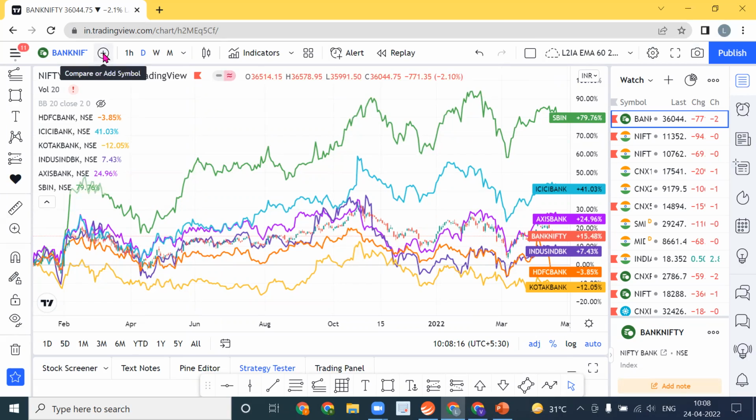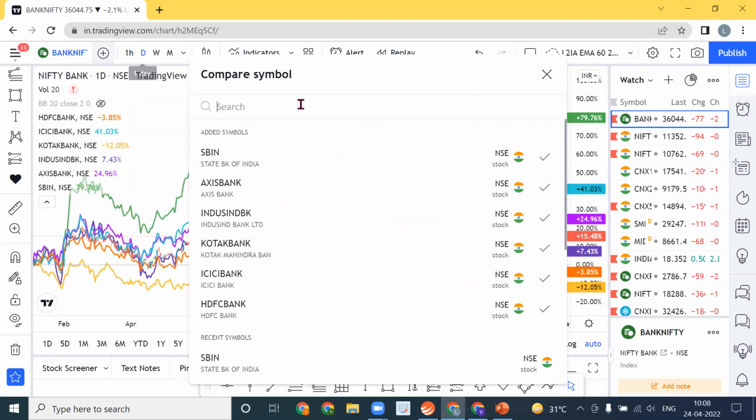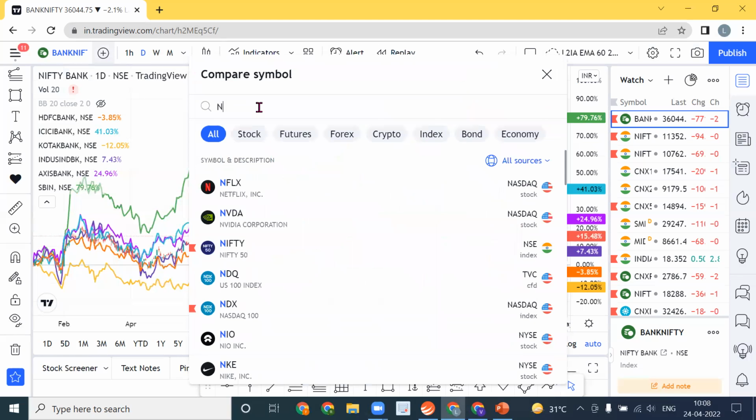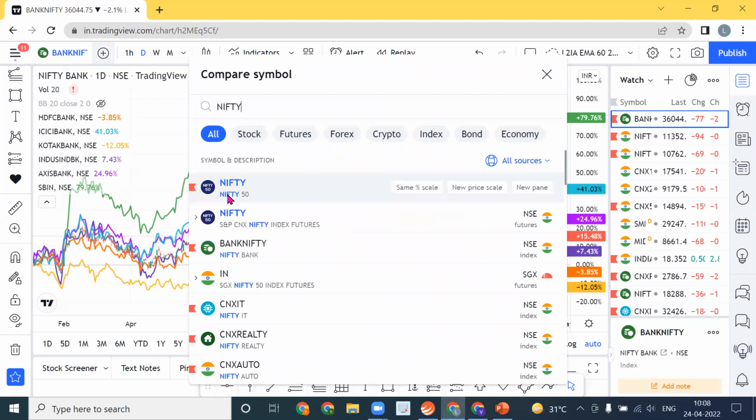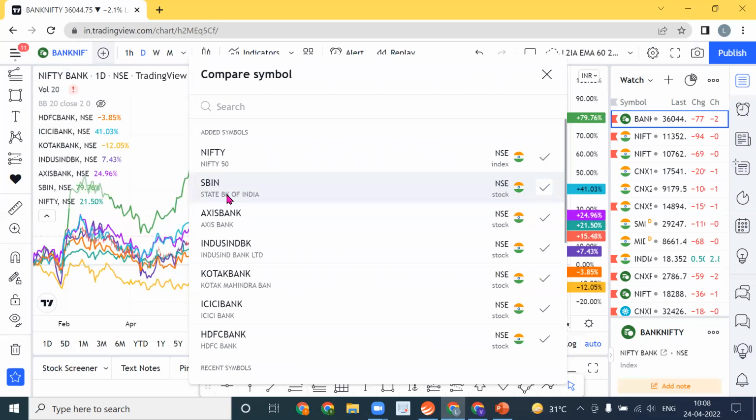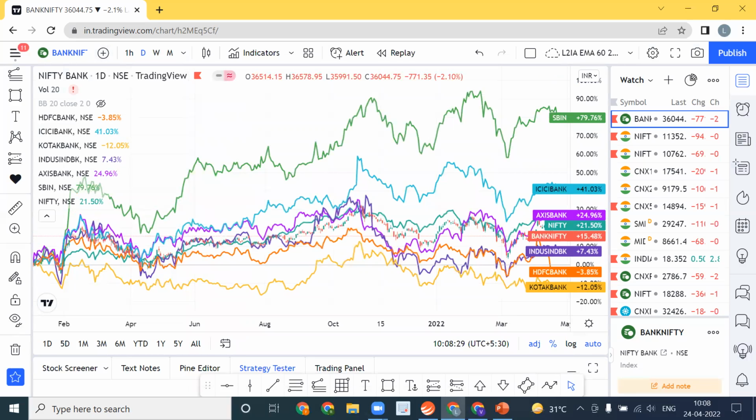Supposing I want to remove Bank Nifty and I'll say Nifty. So see how it is in comparison with Nifty. So this is my Nifty. So Nifty is above Bank Nifty and all the other banks are like that. Can you see what I'm doing? I am doing relative strength comparison.